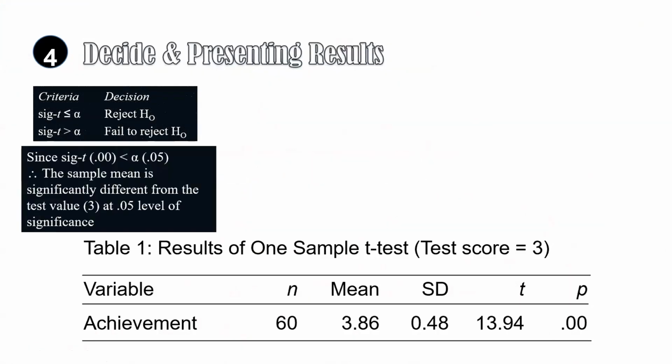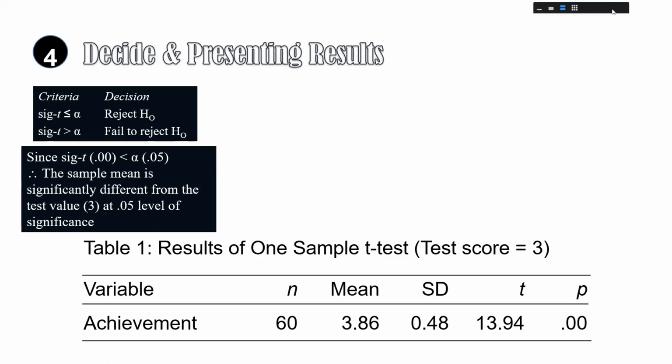The criterion for making a decision is: if the significant value, or significant t, is lesser than or equal to alpha, therefore we reject H0. We reject H0, meaning that there is a significant difference in both data. Since the significant t, 0.00, is lesser than alpha 0.05, we can conclude that the sample mean is significantly different from the test value, which is 3, at the 0.05 level of significance. So this is how we interpret the result.